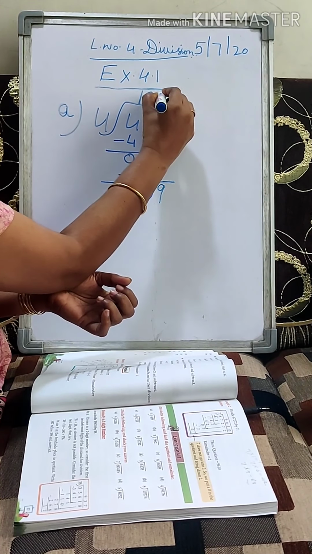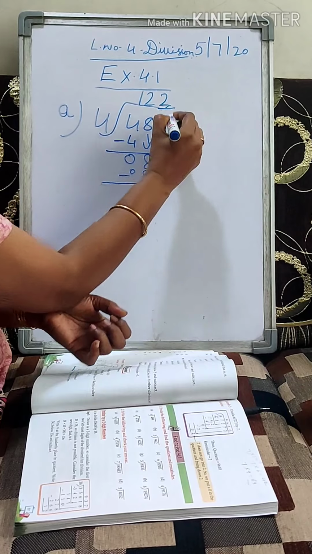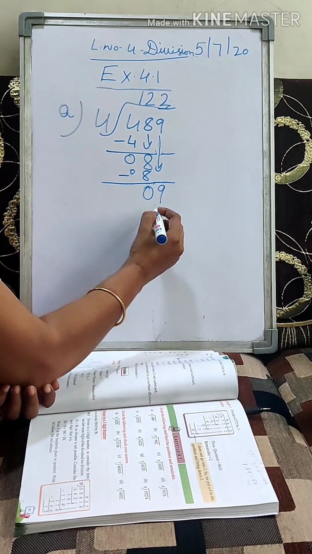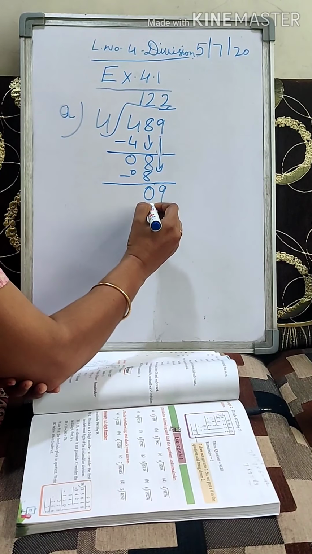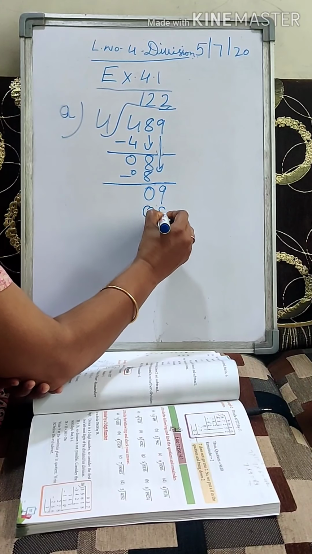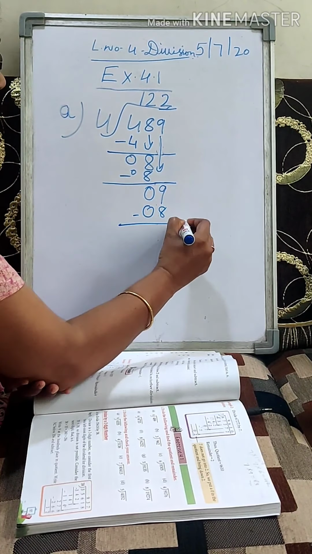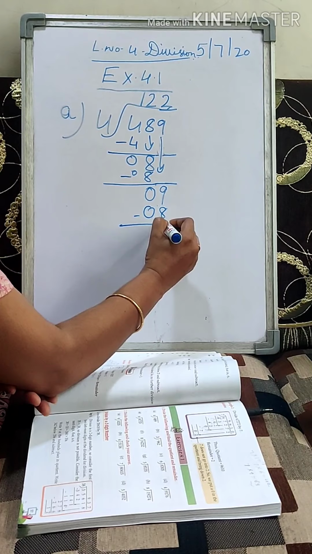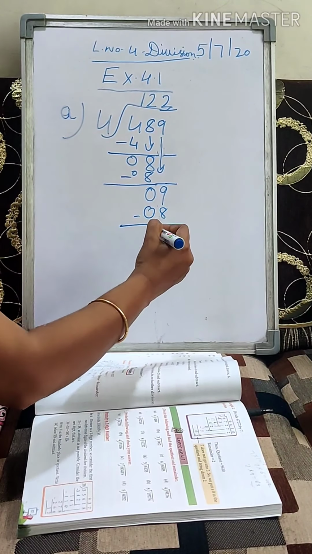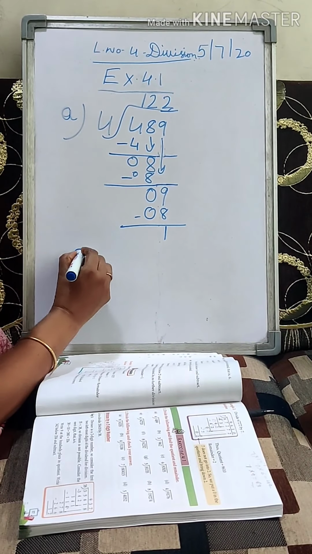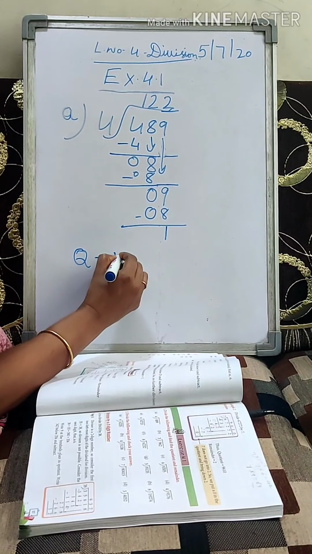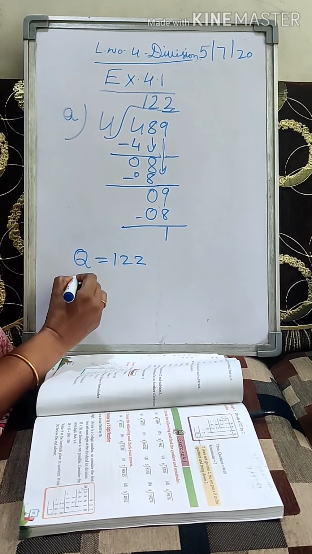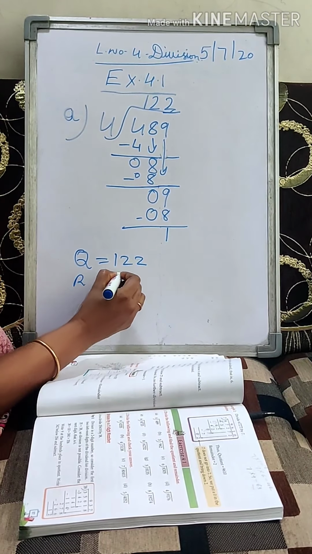4 2s are 8. How many 4s are there in 9? 2. Then 4 2s are 8. Write 8 below 9 and subtract it. You will get 9 minus 8 is 1. And write our quotient is 122 and remainder is 1.